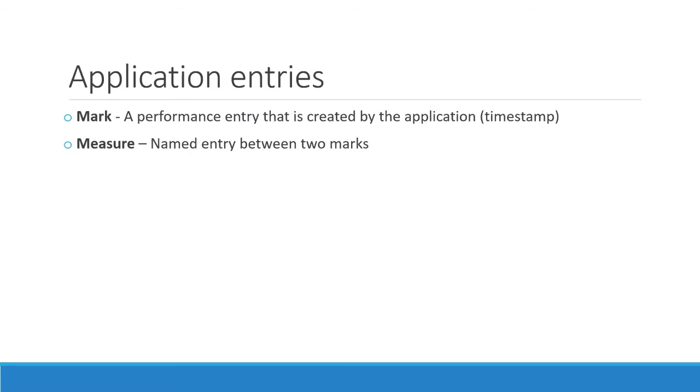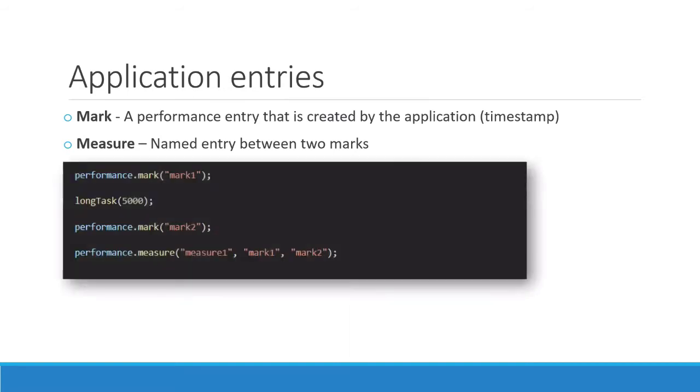So let's talk about the application entries first, which are the easy ones because we tend to do it already. As I said before, we might use the date object to do that. So here you have a mark, which is a performance entry that's created by the application. It's actually a timestamp. And then you've got a measure, which is really an entry between 2 marks that you can measure. How can you do that?